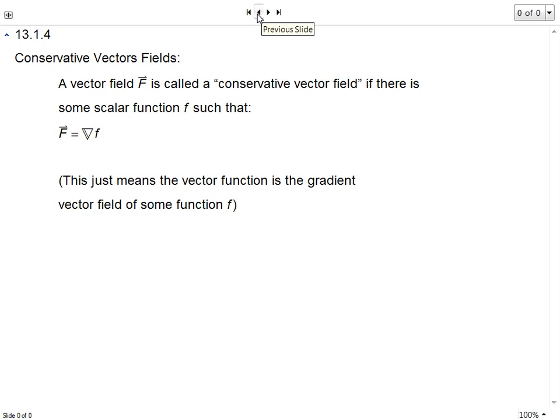Okay, conservative vector fields. This is important later. We need to define it now. A vector field F, capital F, is called a conservative vector field if there is some scalar function little f such that the vector field is the gradient of f. Students always have trouble with this. I don't know why, but they do, so let me just make sure you understand what this means. This just means the vector function is the gradient vector field of some function f.